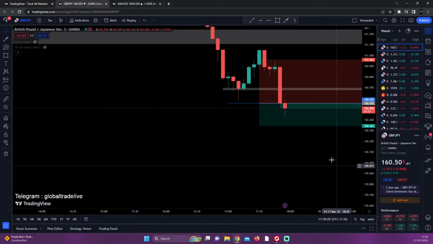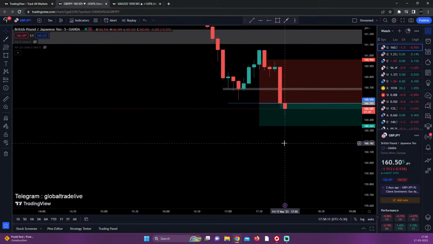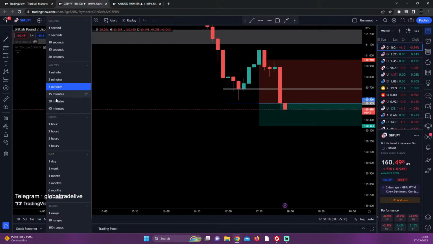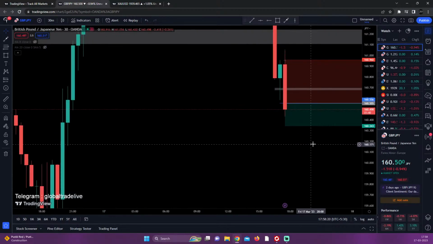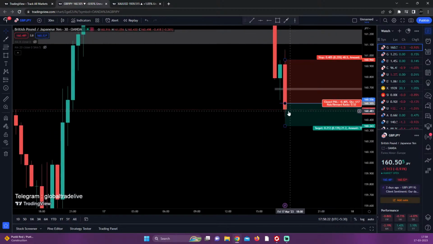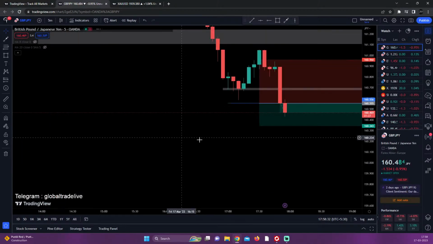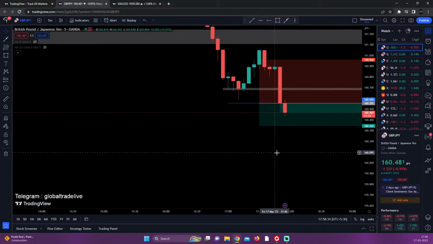So running in, rejecting this area, so I think it will be hitting the break even. So let's have a look on the 30-minute time frame. Yeah, the 30-minute time frame looks like the next 30-minute candle might just hit the break even, or maybe it will push down first and then go up. So what I'm gonna do is I'm just gonna secure my profits maybe.